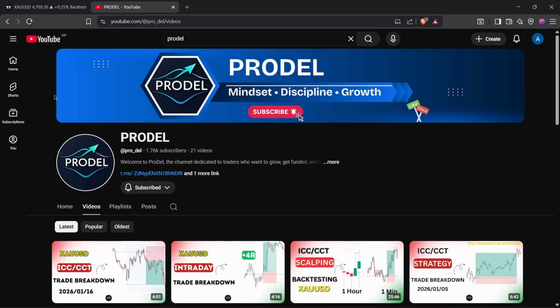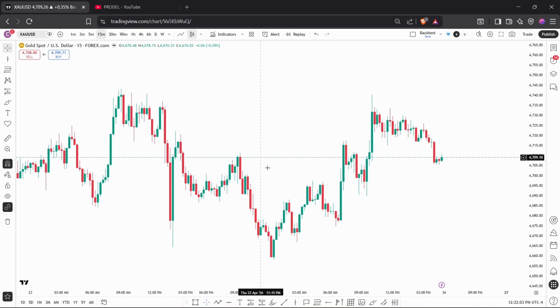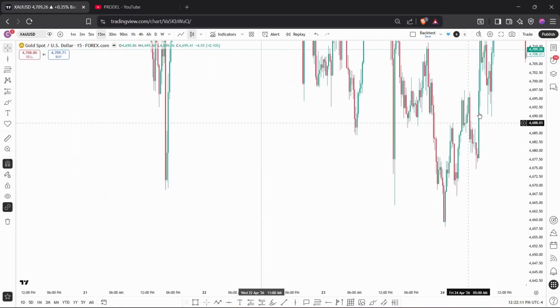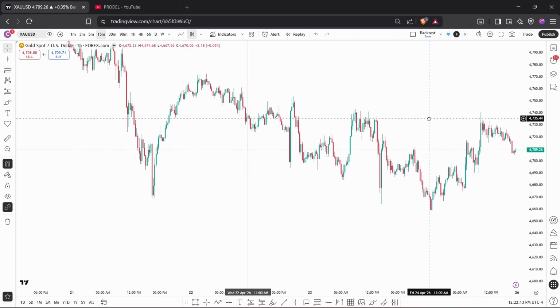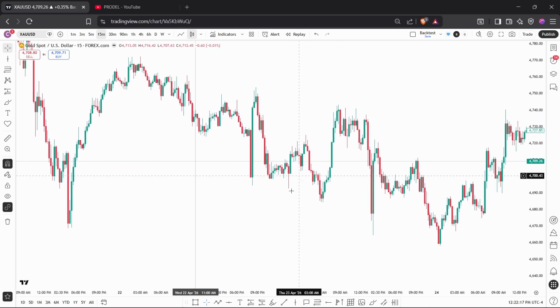After a long time, I'm going to do a trade breakdown video, and let's break down the trade that I took on Friday. Nowadays I mostly trade the support resistance and also the market structure.